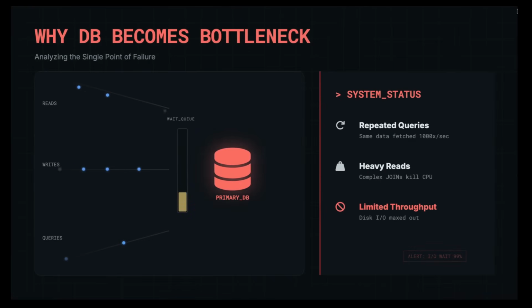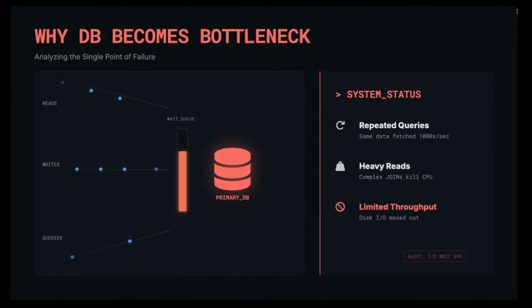This works fine initially. But as traffic grows, something happens. The database starts receiving too many requests. Now think about this carefully. Many of these requests are actually repeating the same query. For example, when you fetch a user profile, when you fetch product detail, or when you fetch homepage data. So these values don't change every second.